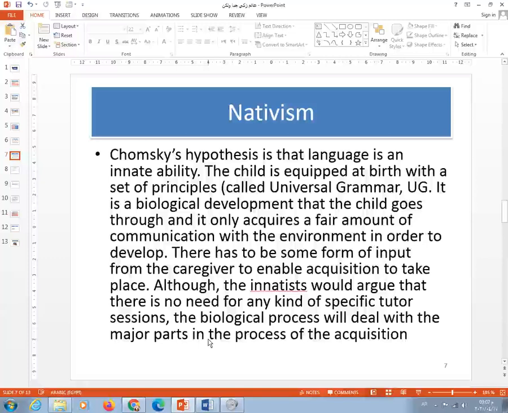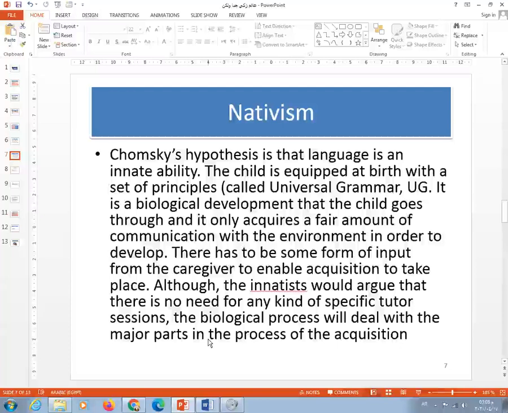So we have only one language faculty inborn in all of us, and later on this initial state that we are born with develops into various languages due to the variation in the parameters that each language imposes on the initial steady state of the universal grammar that we are born with. Okay.